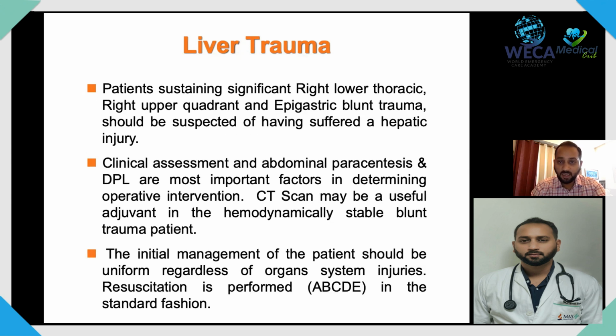Patients sustaining any significant right lower thoracic injury, right upper quadrant injury, or epigastric blunt trauma should be suspected of having a hepatic injury. Clinical assessment is important. Abdominal paracentesis and peritoneal lavage can help. If the patient is stable, CT scan can give us excellent pictures and help us determine the nature and the grading of the liver injury.